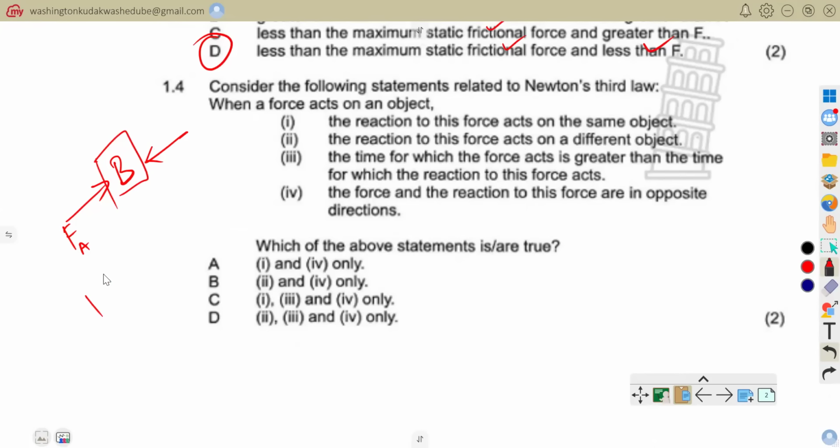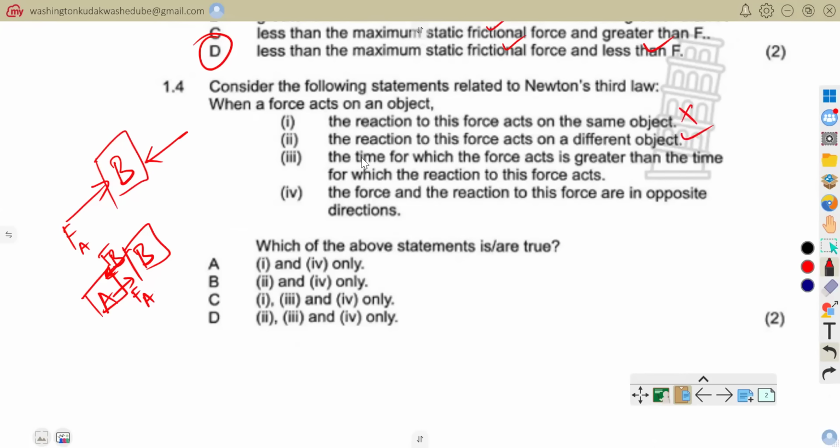So from Newton's third law, as long as we have two objects, A and B, interacting with each other, A is going to exert a force, let's call it Fa, on B, which is going to be equal but in the opposite direction to a force that B is going to exert on A simultaneously. So the reaction force to A would be B, and the reaction force is going to act on a different object from the one that force A is acting on. So here they're saying the reaction to this force acts on a different object.